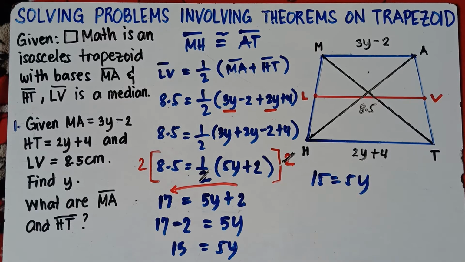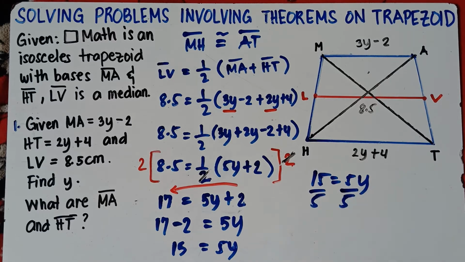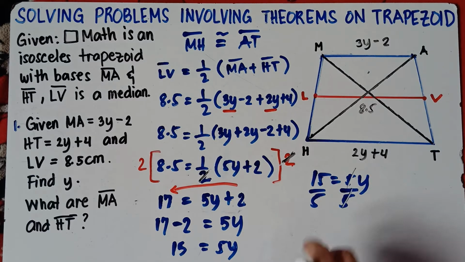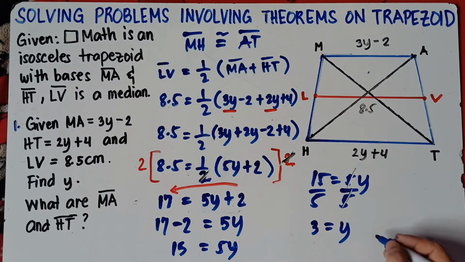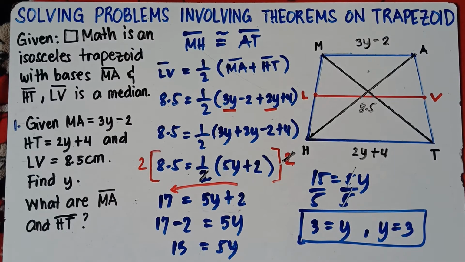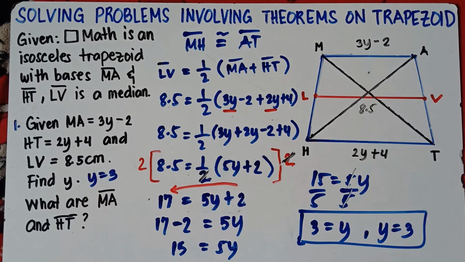And to get the value of y, just simply divide both sides by 5. Divide by 5, divide by 5. So we can cancel this out. 15 divided by 5, that is 3, equals y. This is just the same, class, as y equals 3. That's it, class. That's the value of our y. So y equals 3. Alright, so easy, right, for this one, number 1. So the value of y, that is 3.